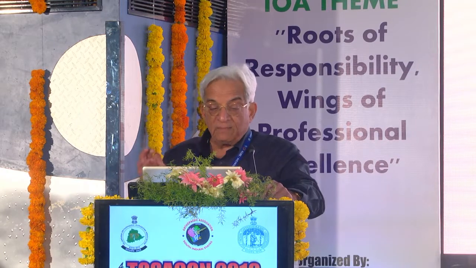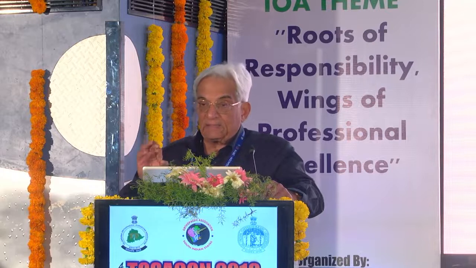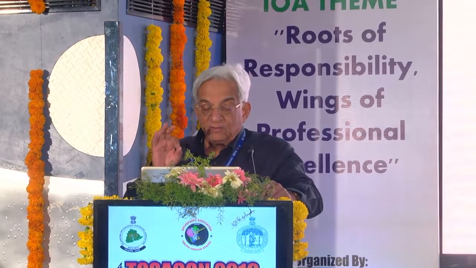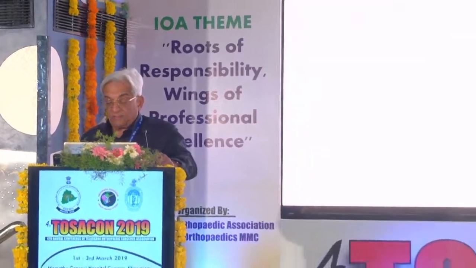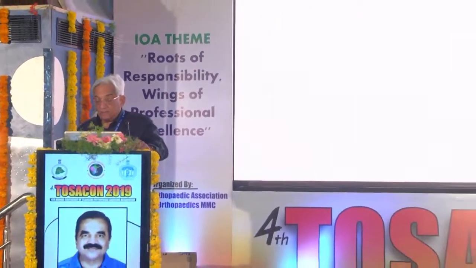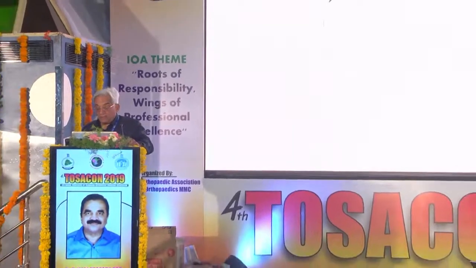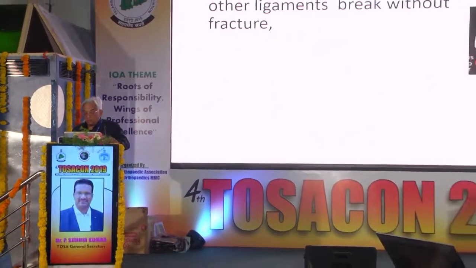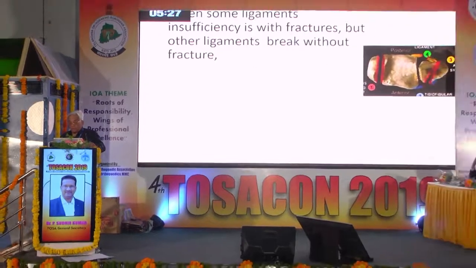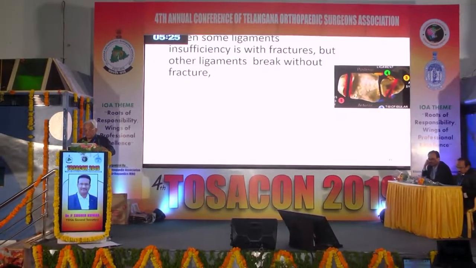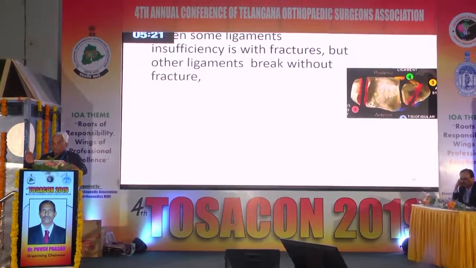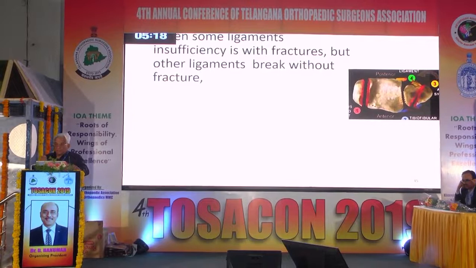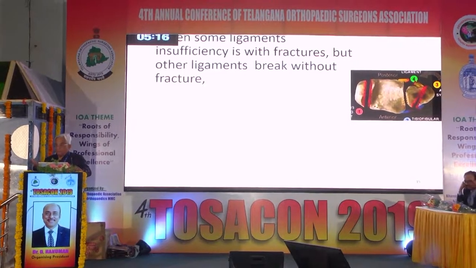When there is some ligament insufficiency with the fracture, the other ligaments, out of those four, break without the fracture. Like here you can see, there is a medial malleolus fracture, there is a fibula fracture, but there is no posterior malleolus fracture; the posterior tibiofibular ligament is ruptured, and also the anterior tibiofibular ligament. There is no bony injury. We cannot stitch the ligaments, and that's the reason why those ligaments remain there.